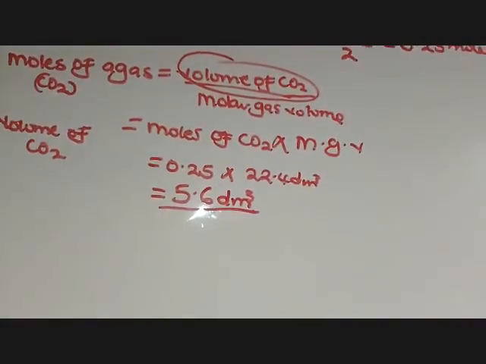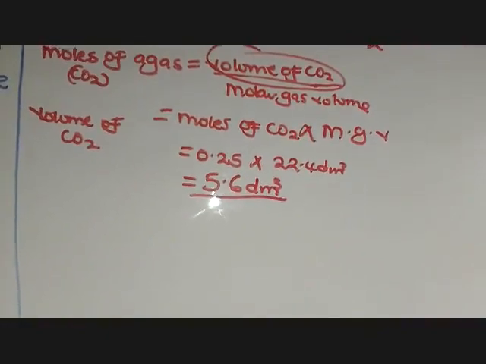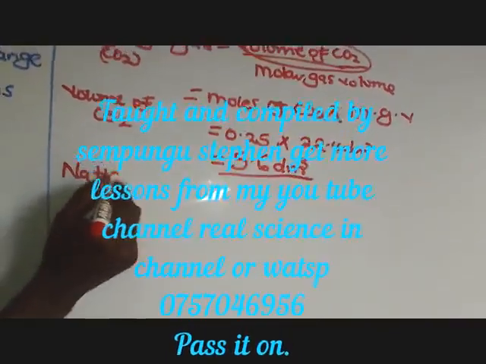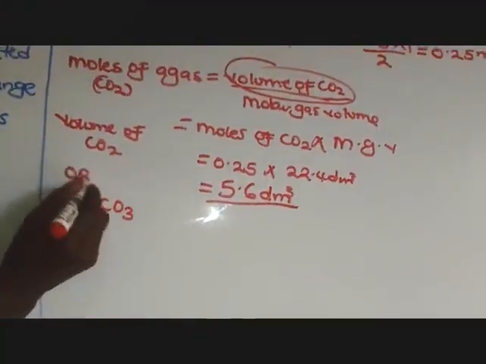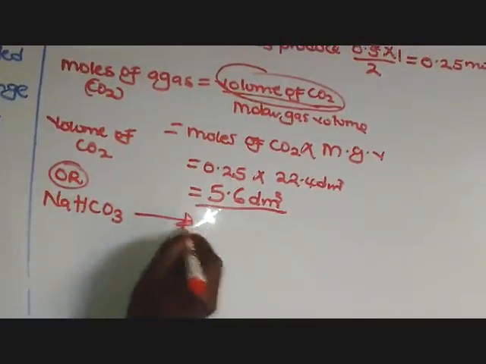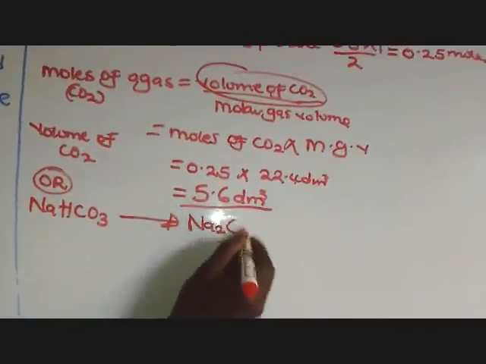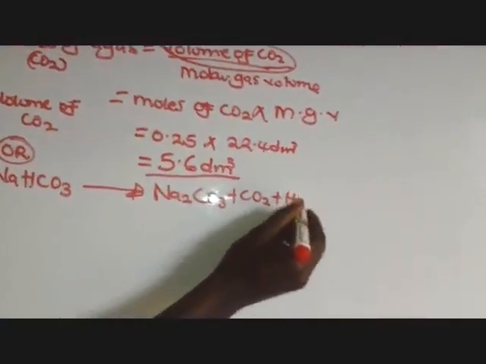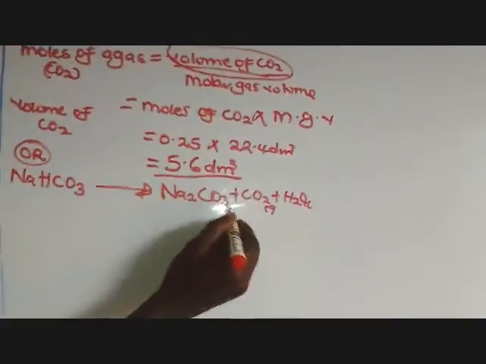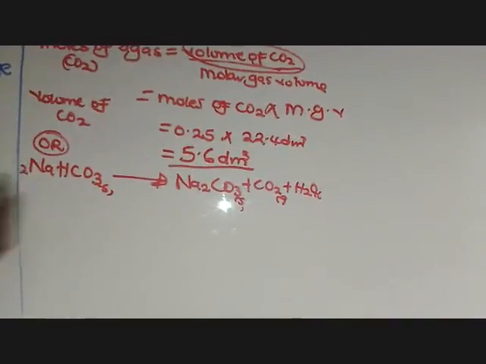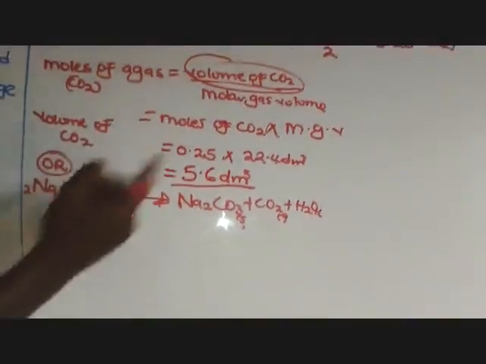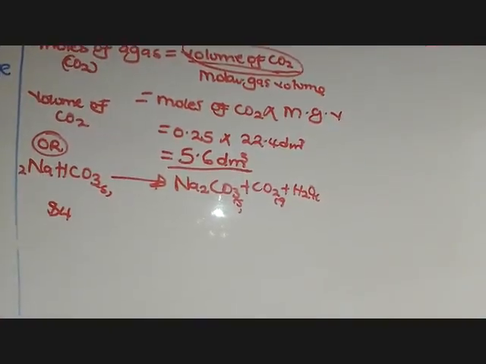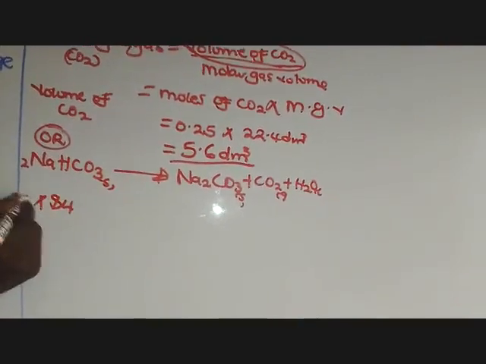Now if this one is hard for you, you can alternatively come back to your equation as you wrote it. Remember, our equation was sodium hydrogen carbonate decomposed. This is an alternative now. Sodium hydrogen carbonate is decomposing to form sodium carbonate plus carbon dioxide, plus water. This is our gas, this is our solid, and this is our solid. I added 2 here. Now, we already got the molar mass of sodium hydrogen carbonate as 84. So we can put here 84 for sodium hydrogen carbonate. But it is a 2 here, so we multiply by 2 there.